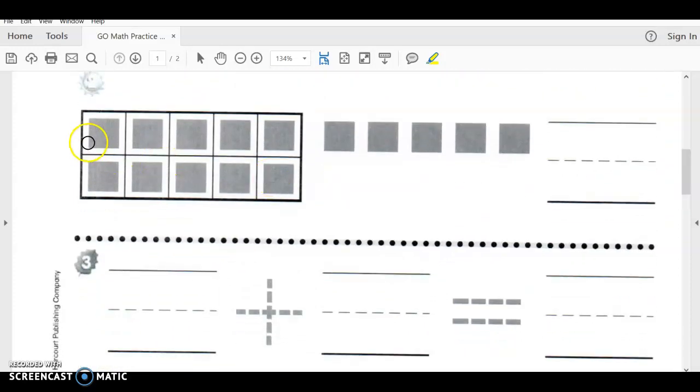We'll go down to number 2. Same thing in number 2. I have a full 10 frame. I don't need to count those. I know that that's 10 altogether. This is 11, 12, 13, 14, 15. So I know that I have 15 squares, so I need to write the number 15.